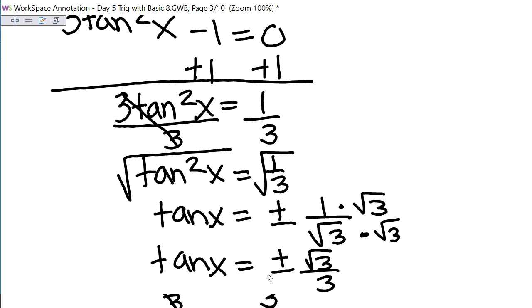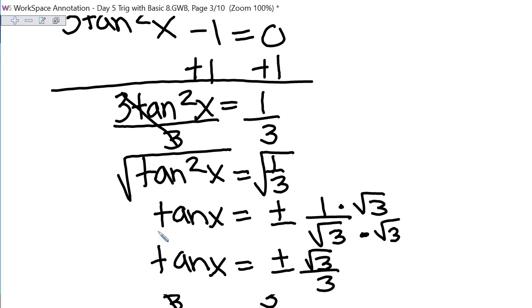So I have to figure out what angles have a tangent of positive or negative square root of 3 over 3. How many answers will we have? 4, because tangent is positive in quadrants 1 and 3, and tangent is negative in quadrants 2 and 4. So you have to have all 4 solutions to get full credit. So what would that solution be in quadrant 1? Pi over 6.